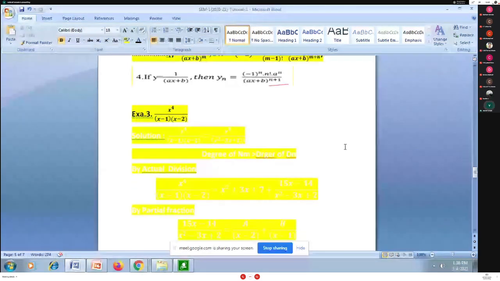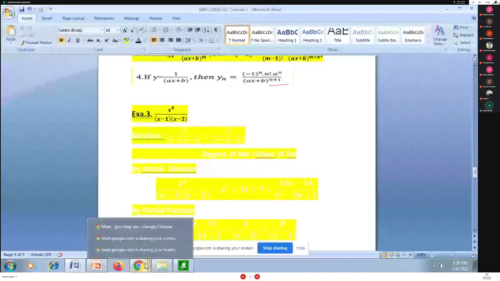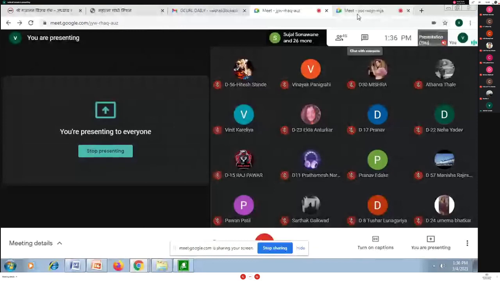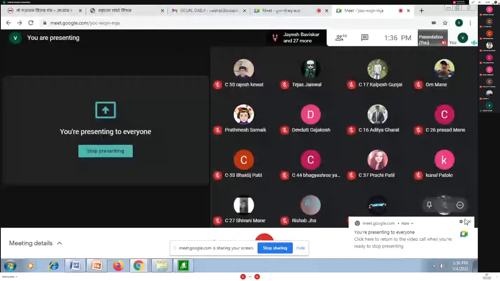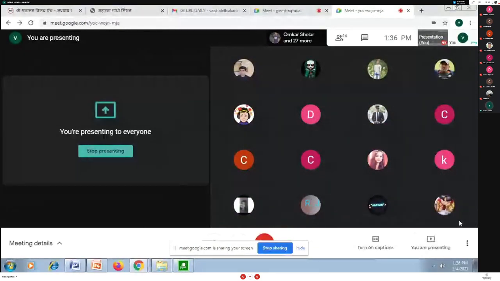Was there till the third example. I had just started with the third example, and at that time I think the connection was lost, because I was in flow and I don't know when I lost my connection.